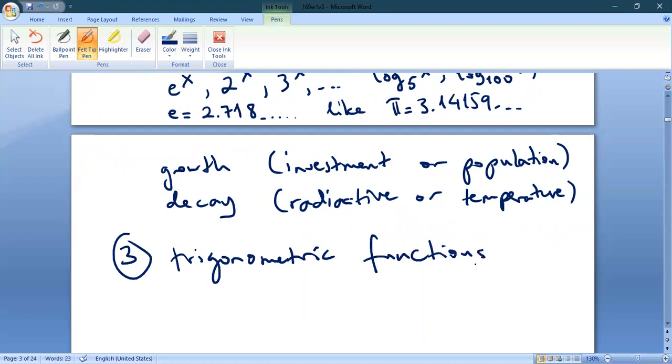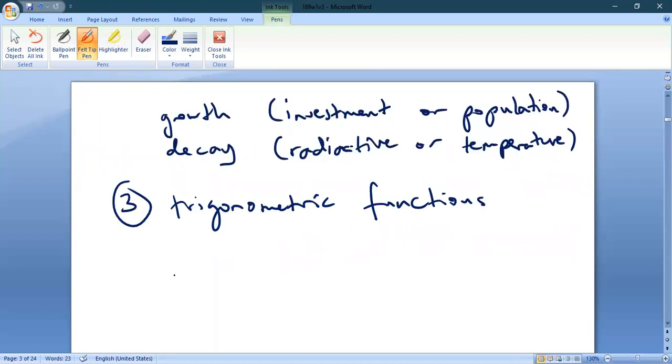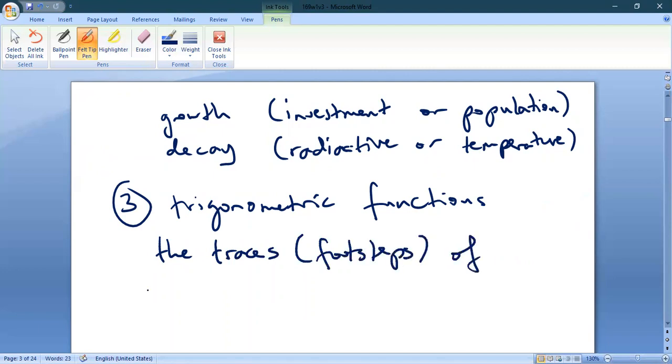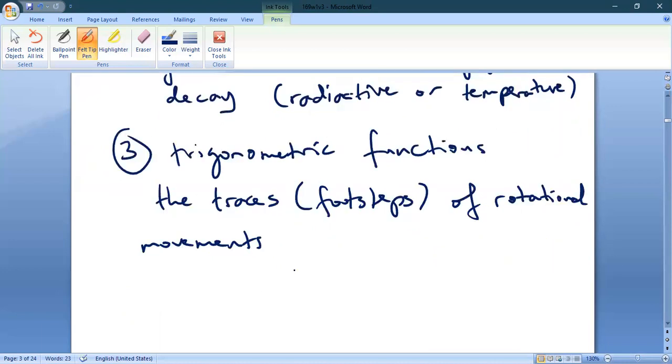So the trigonometric functions, these are the footsteps, traces of rotational movements. So we could see some kind of trigonometric function if there is some kind of rotational stuff going on. These functions, again, I will talk about them more.